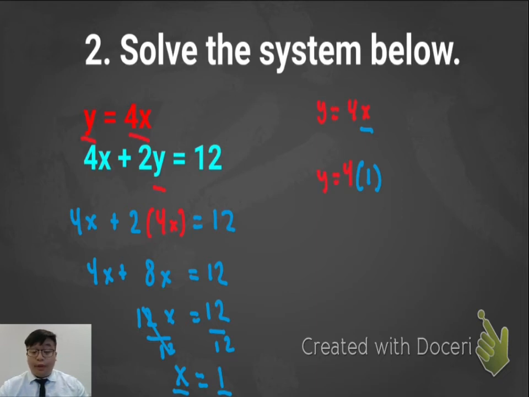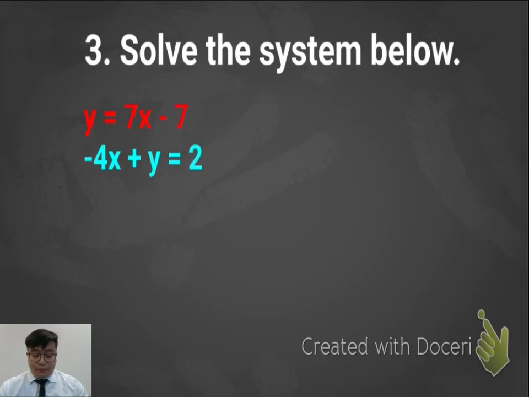I still have y, and I still have 4. So what's 4 times 1? Y is going to be 4. Let's take a look at our last example. So y equals 7x minus 7, and negative 4x plus y equals 2.